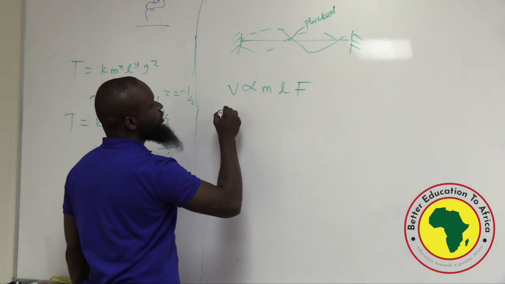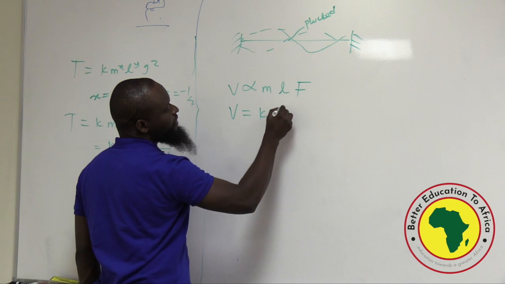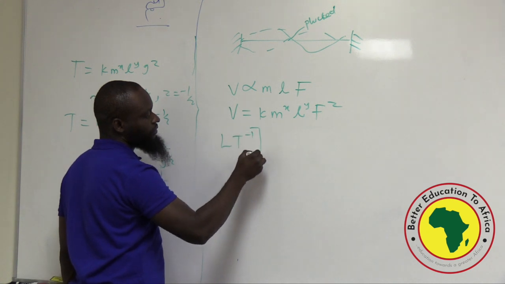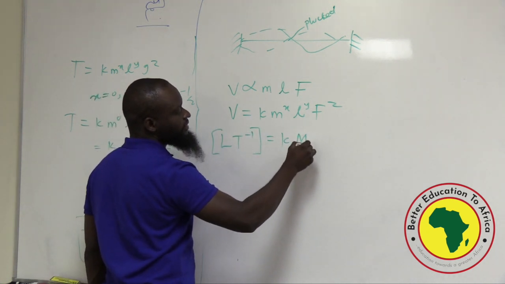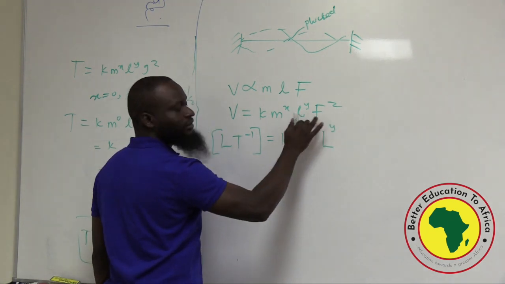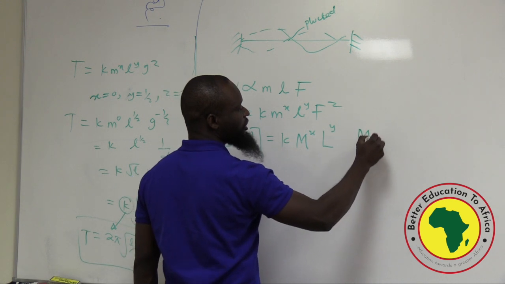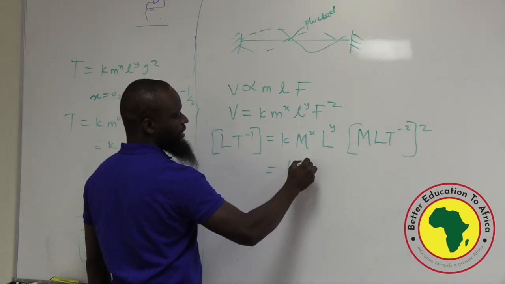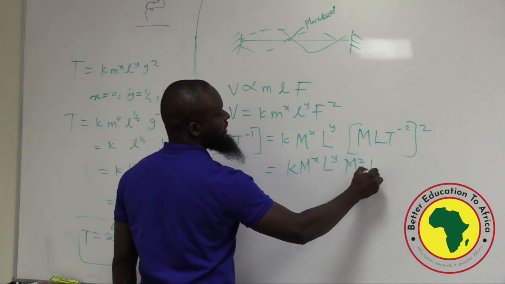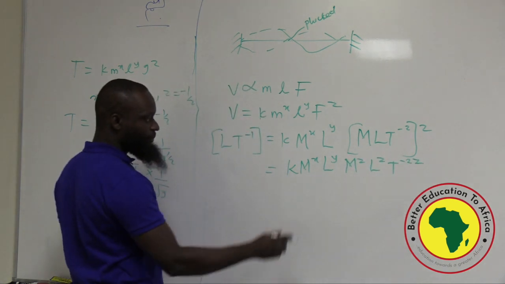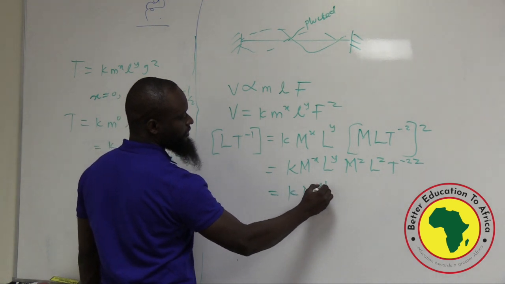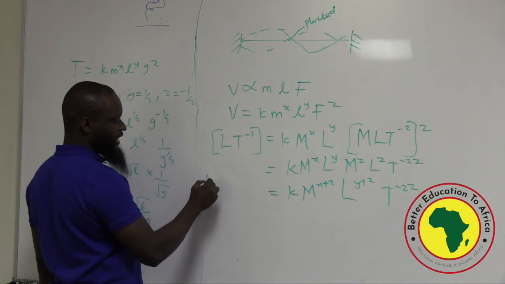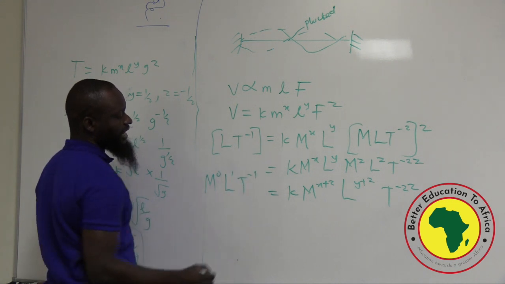Now, we put in our dimensions. So, we say V equals K, M to the X, L to the Y, F to the Z. V is speed, LT to the minus 1. Equals K, M is mass, X, L to the Y. F here is a force, mass times acceleration, MLT to the minus 2, to the Z. I expand that out. This is K, M^X, L^Y, M^Z, L^Z, T to the minus 2Z. I put them together. M's go together, X plus Z, L's go together, Y plus Z, T is just minus 2Z. And I don't have M on the left, so I put M to the 0, L to the 1, T to the minus 1. That's what I have here.